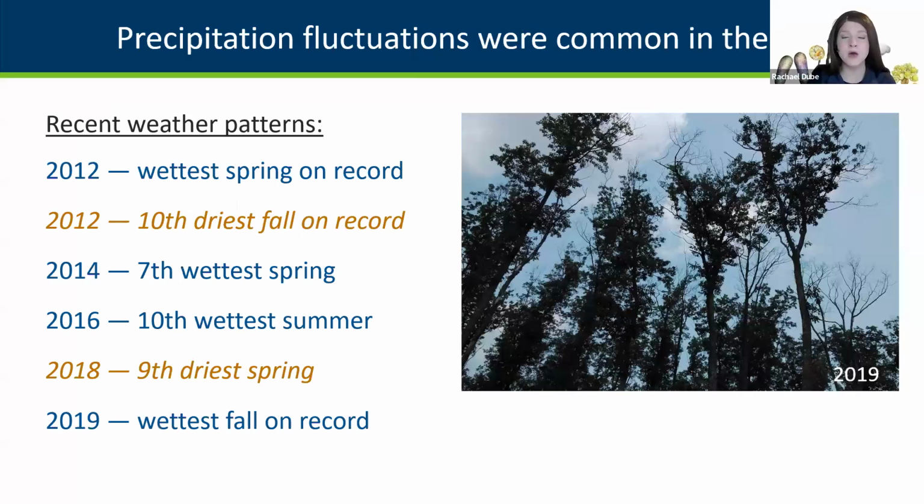These are trees from a site in northern Pine County, and this photo was taken in 2019, so I'll only go through there on the weather pattern record. You can see here in the blue text, these are growing seasons with excessive precipitation, and then in the orange italicized text, these are years with not enough precipitation. And you're seeing a lot of these years are record-breaking years: the seventh wettest spring in 2014, and 2018 was the ninth driest spring on record in this area. In this particular picture, there are actually a number of dying hardwood species, including red oak. So these fluctuating patterns have been quite stressful to a number of tree species.